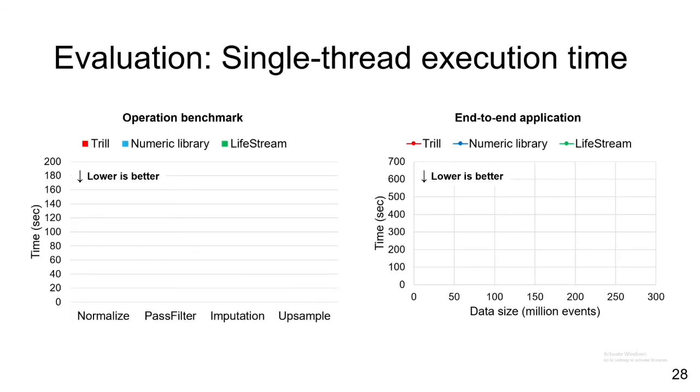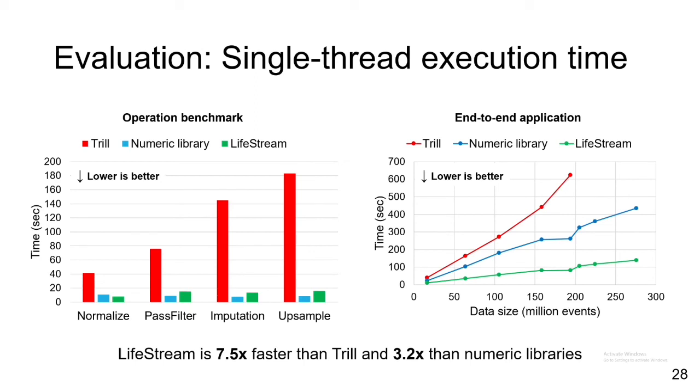First, we measure the single thread query execution time on the operations benchmark as well as the end-to-end application, and find that LifeStream can perform 7.5 times faster compared to Trill and 3.2 times faster compared to numerical libraries. One interesting takeaway here is that on individual operations, LifeStream can achieve at least 50% of the performance of hand-tuned versions available in numerical libraries. In some cases like the normalization operation, LifeStream even outperforms the hand-tuned version by about 35%.